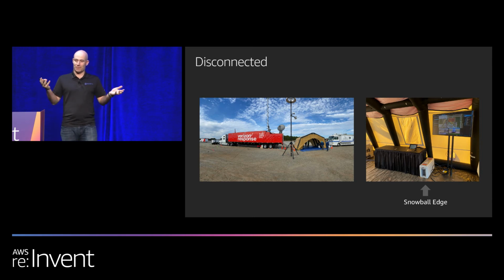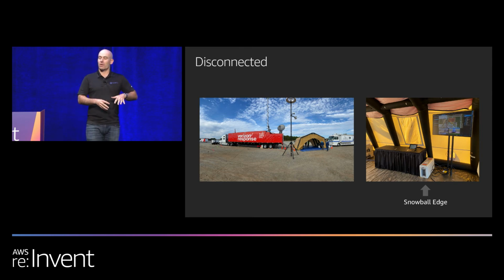This is the disconnected environment. So we roll out in a truck, right? Set up a tent, and in that tent, you see the Snowball Edge with a screen. That screen was being used to conduct safety briefings for everybody that was coming through to watch the flood scenario. Right there at the edge, did not require any network connectivity whatsoever. All 4 instances to power the solution, just running right there at the edge.